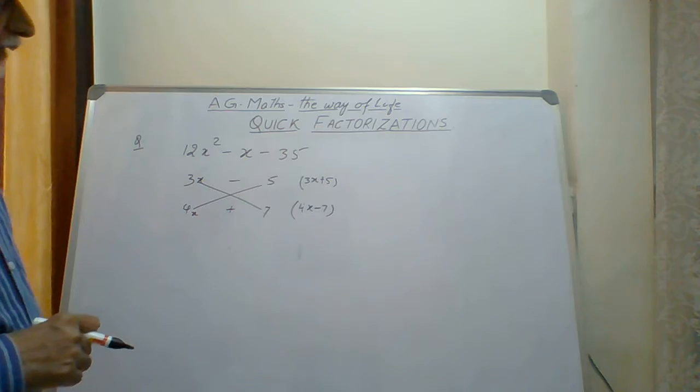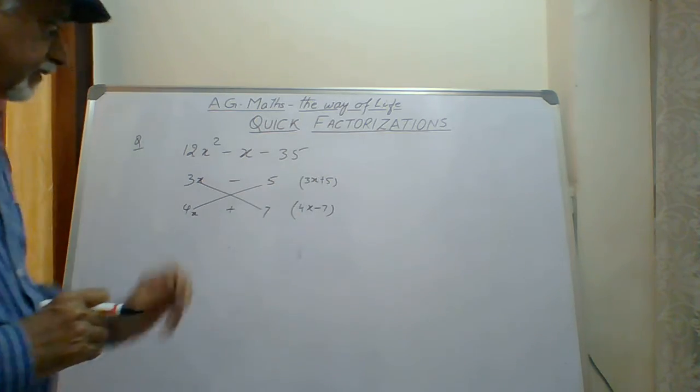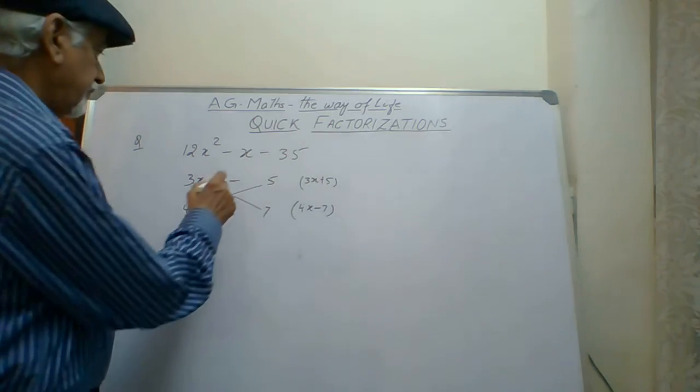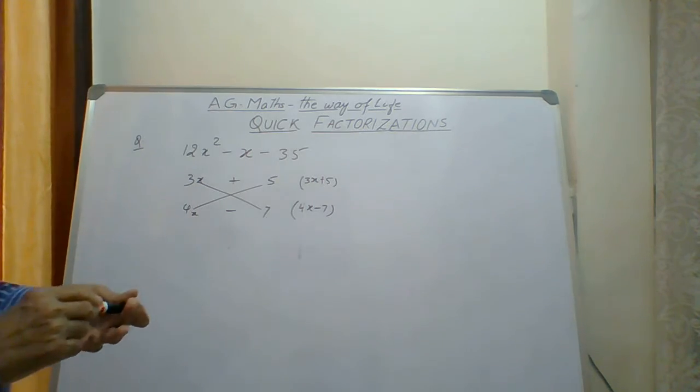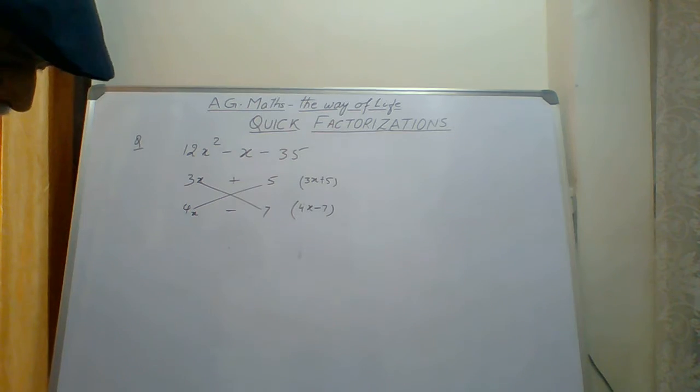7 3s are 21, which is minus. 4 5s are 20, which is plus. So minus 21 is there. So it is a plus sign here and a minus sign here. Right? So let us go for the next one.